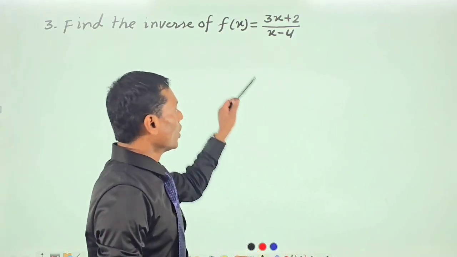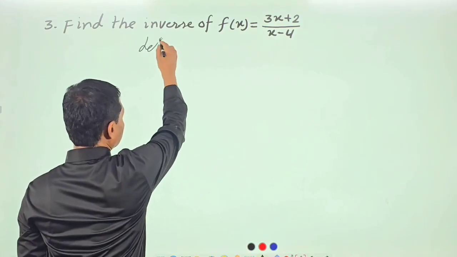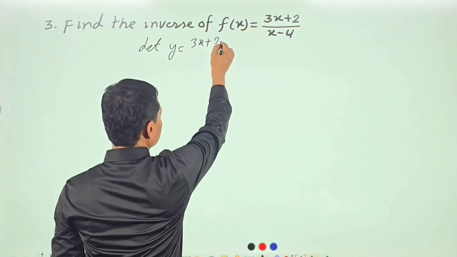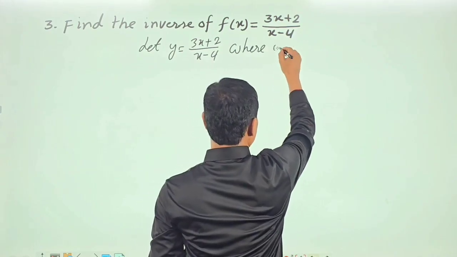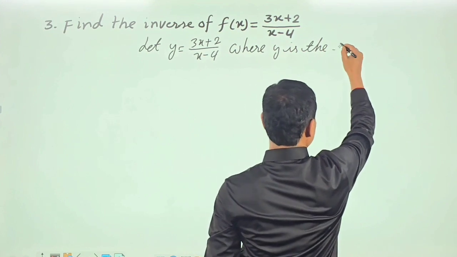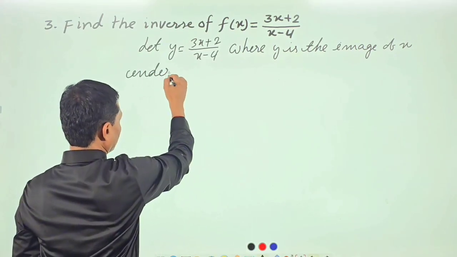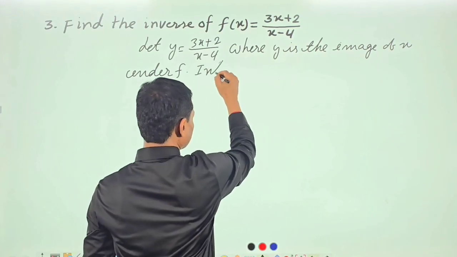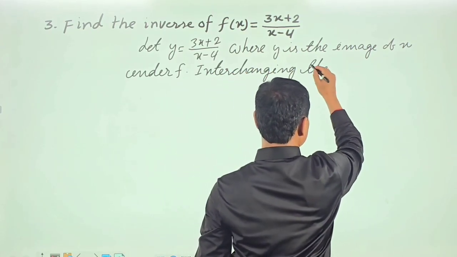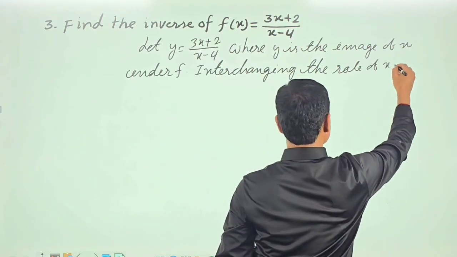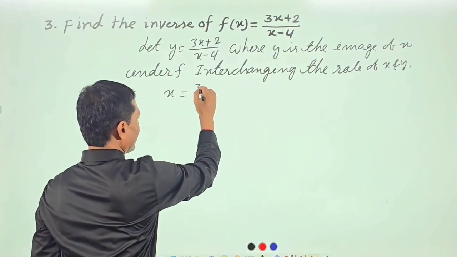Moving forward, we have question number 3, find the inverse of f(x). So we can see, we have x at the numerator as well as at the denominator. Doesn't matter, the process is same. So we can write here, let y equals to (3x plus 2) over (x minus 4). We have to write the sentence here where y is the image of x under f. After that, interchanging the role of x and y. So we are going to interchange the role of x and y.